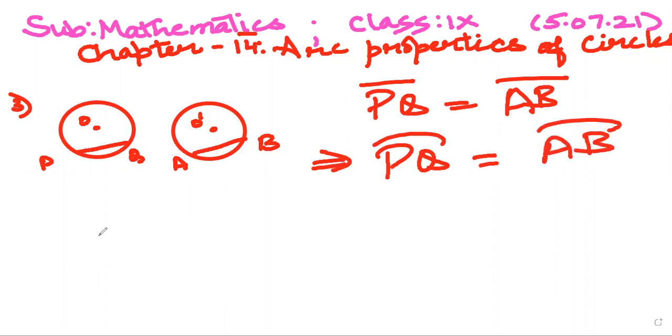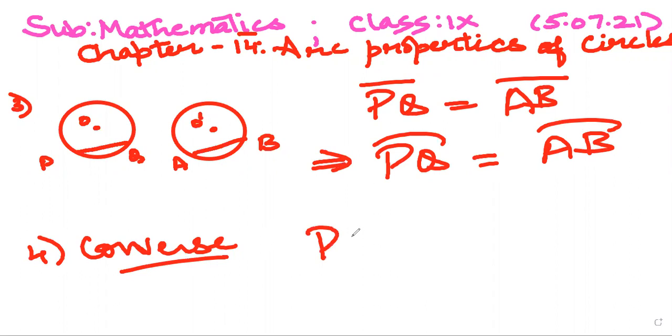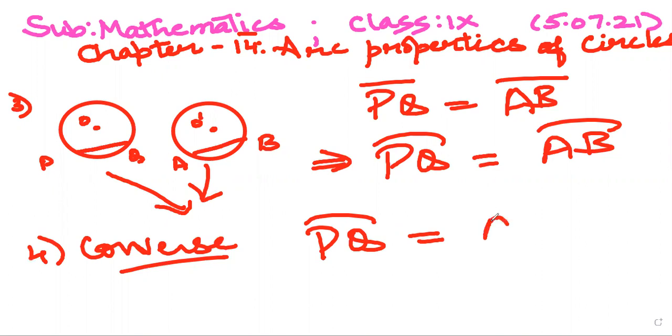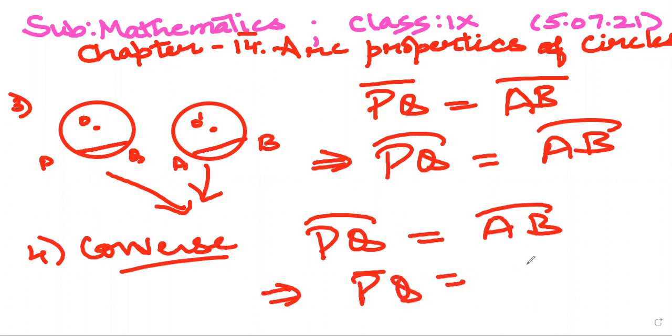Is it clear, children? Similarly, we have the fourth property, that is the converse of the above property: in equal circles, if the arcs are equal. Suppose we take the same two circles, and in a question it's given that two arcs are equal, like arc PQ is equal to arc AB, then you can say that their chords are also equal. So chord PQ is equal to chord AB. I hope you are clear with the properties of arcs.